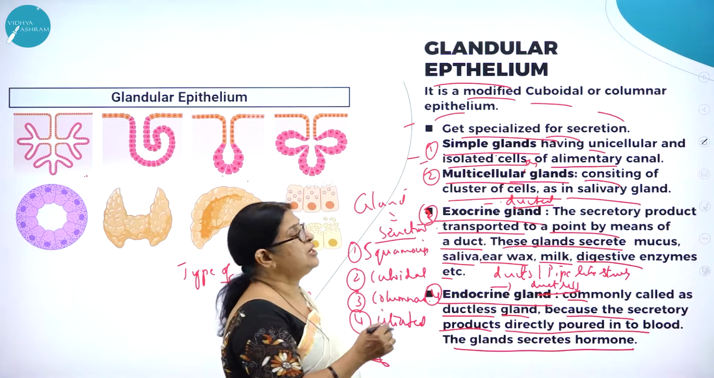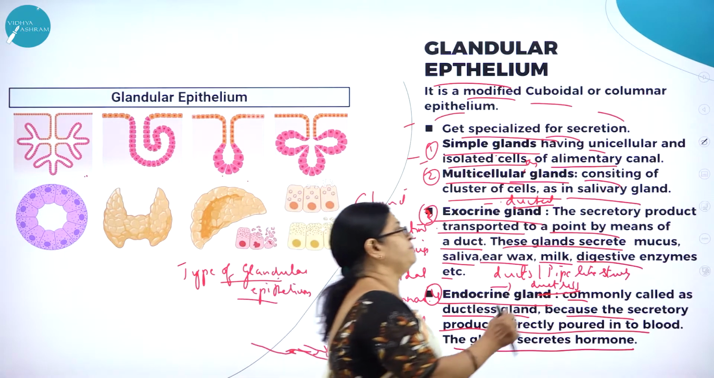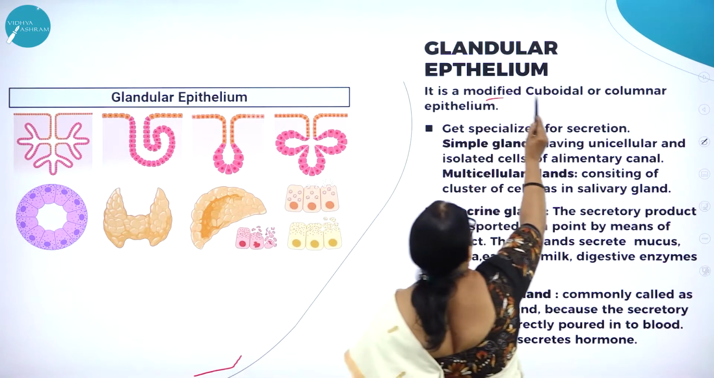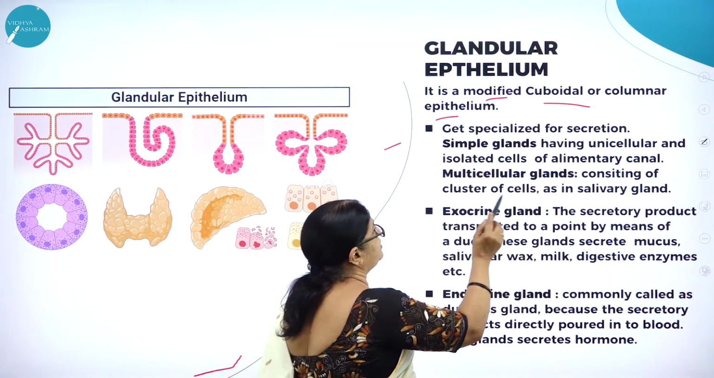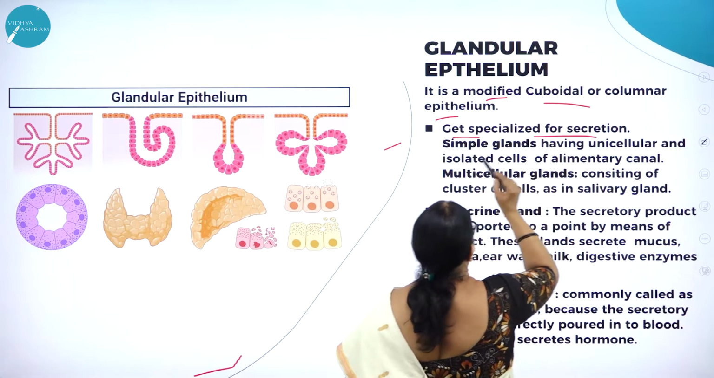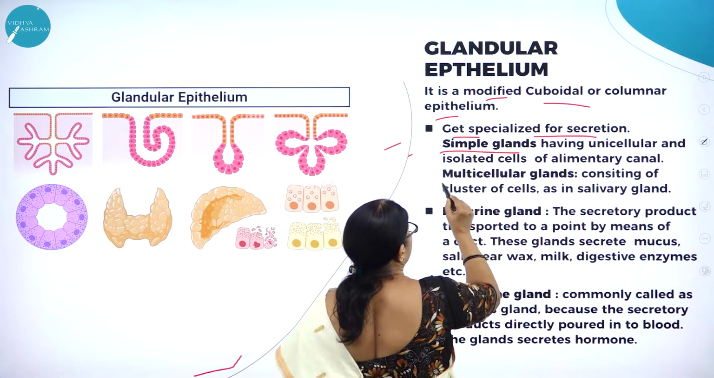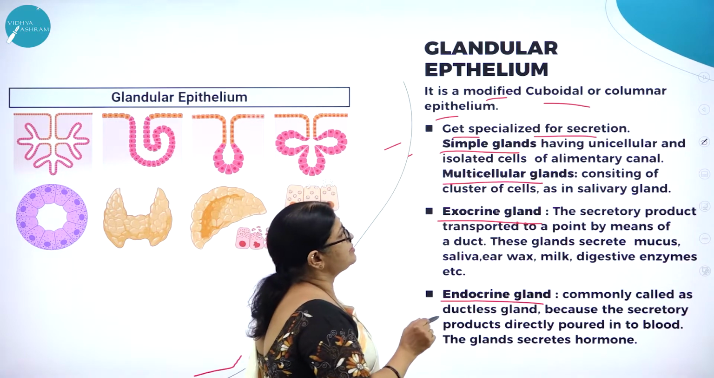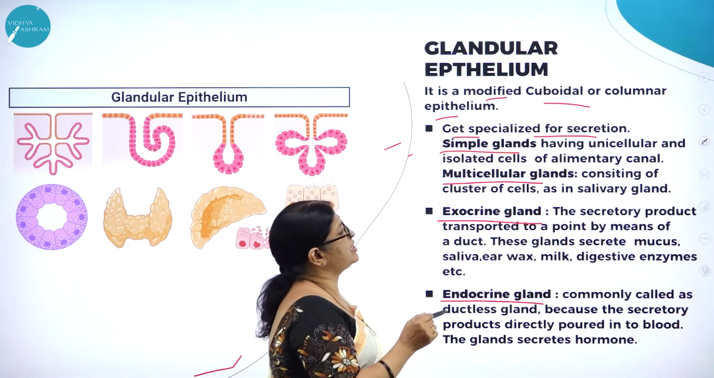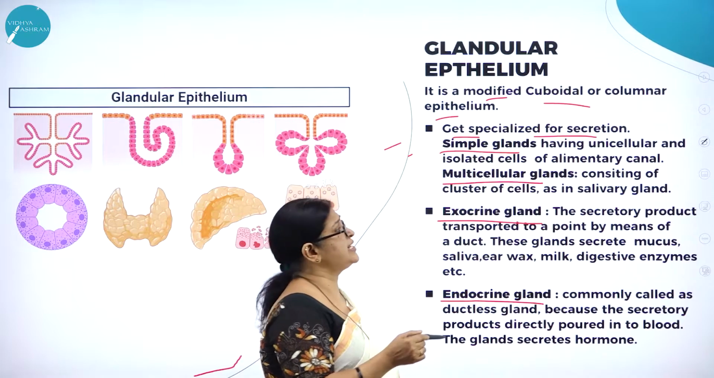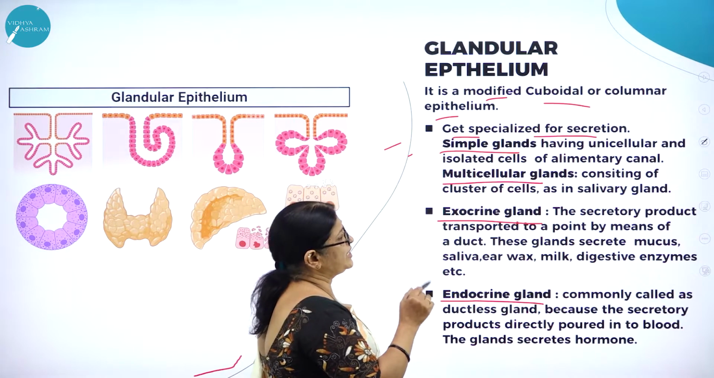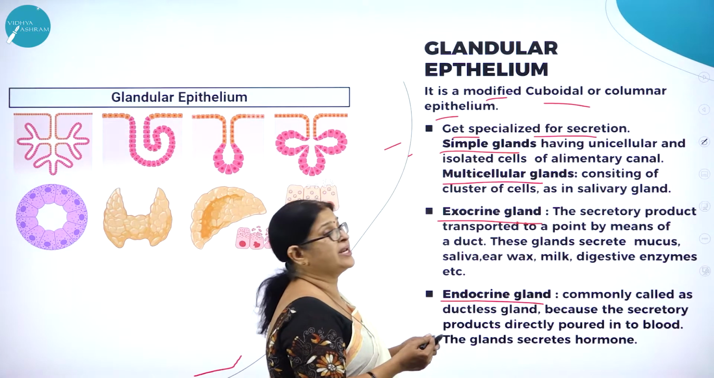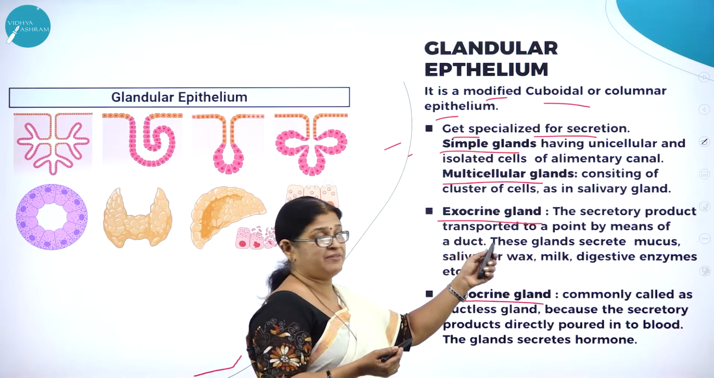Hope you have understood what glandular epithelium is. So what is glandular epithelium? It is a modified cuboidal or columnar epithelium that gets specialized for secretion. What are the types? Simple glands, multicellular glands, exocrine glands, and endocrine glands. Simple glands are unicellular and isolated cells, like those of the alimentary canal. Multicellular glands consist of a cluster or group of cells, hence the name multicellular, as in salivary glands.